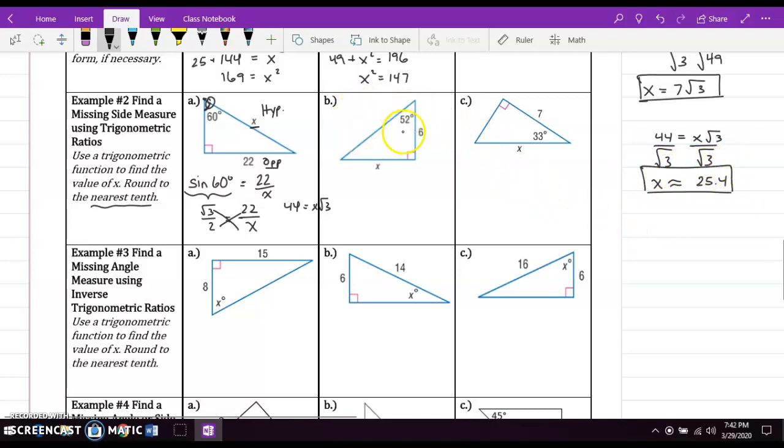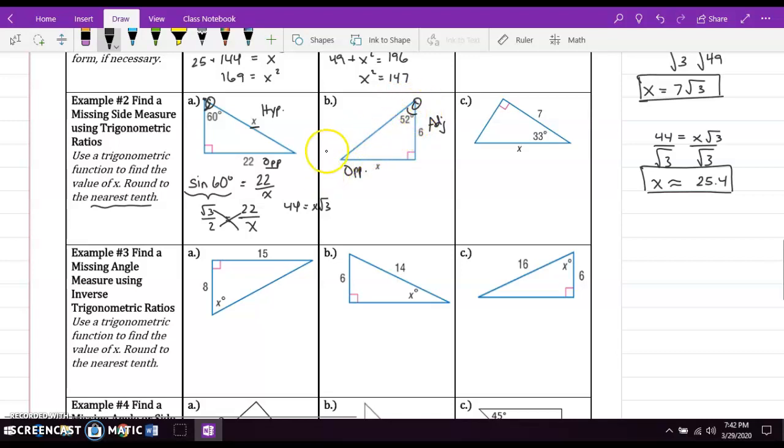Okay, let's look at letter B. 52 degrees. This is my theta this time, and it's not a special angle, so I'm going to need to use the calculator on this one. But let's go ahead and set up the equation. 52 degrees is my theta, x is my opposite side. 6 is not the hypotenuse, it's the adjacent side.